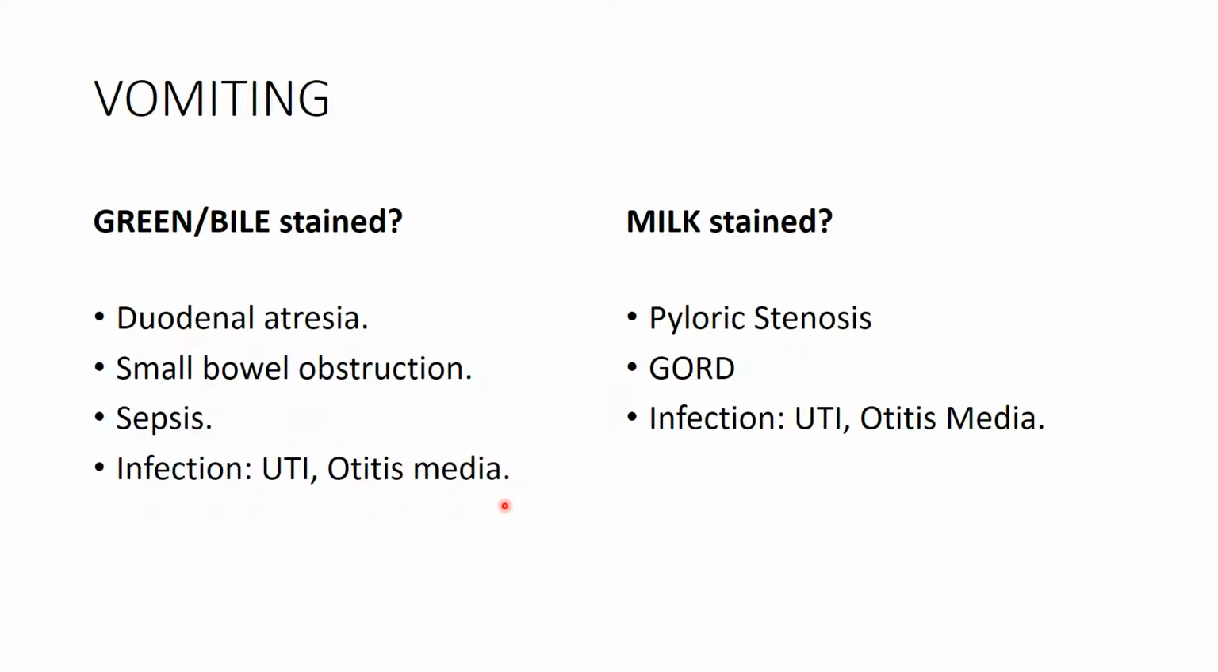What are the causes of vomiting? Try to remember by heart. When it is green, bile stained: duodenal atresia, small bowel obstruction, sepsis, infection, UTI, otitis media.